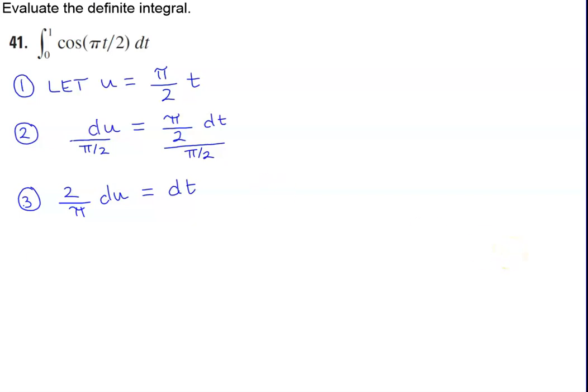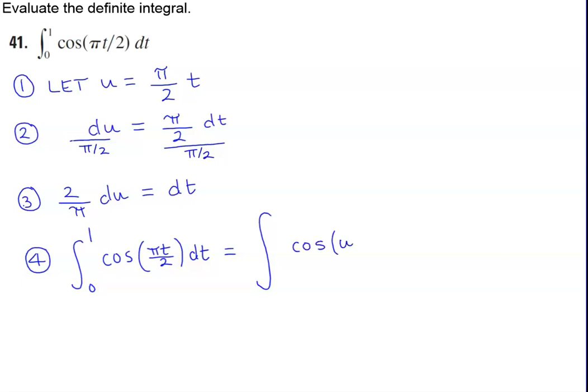Okay, so let's go ahead and rewrite our original question. So we're going from 0 to 1 of the cosine of pi t over 2 dt. And now let's put in our substitution. So we have the cosine of u, and we know that dt is equal to 2 over pi du. And now we need to change our upper and lower limits according to u.